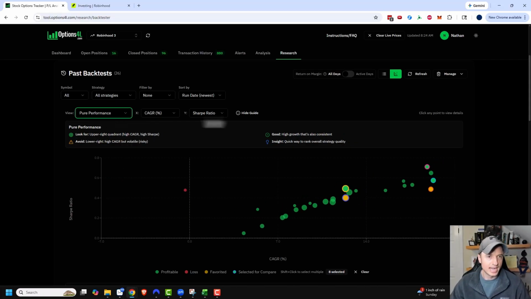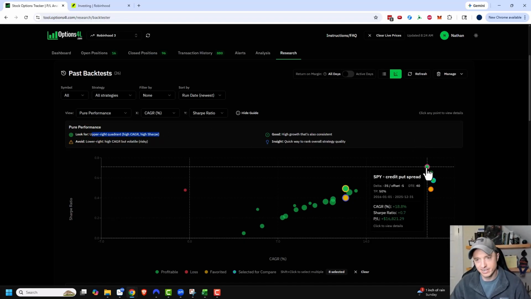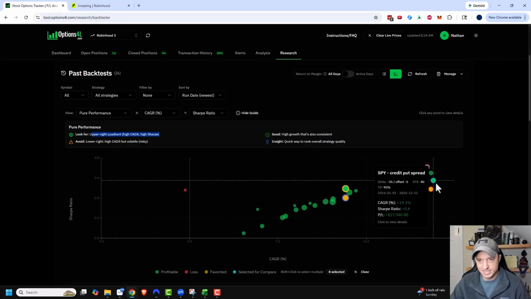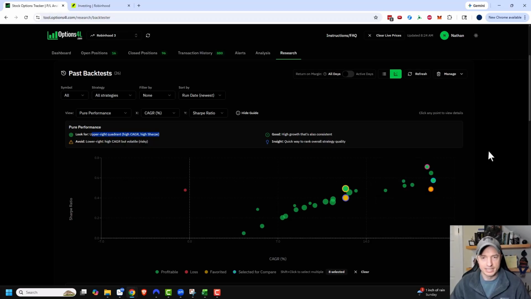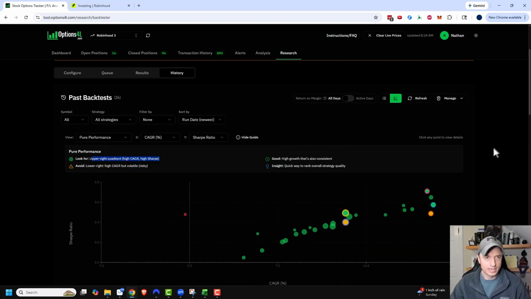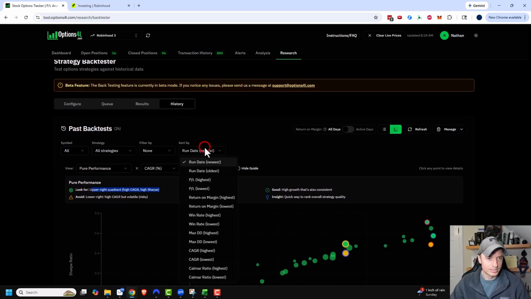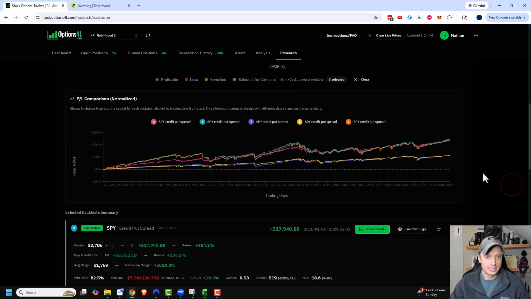Peer performance is CAGR versus Sharpe ratio. So upper right quadrant, high CAGR, high Sharpe ratio. So upper right here, maybe right here. So we basically selected the ones that gave us the highest ratings. Moving on down here, we'll take a look. Actually, let me go ahead and sort it. We'll sort it by CAGR highest. We'll go with that. All right, let's come on down here.